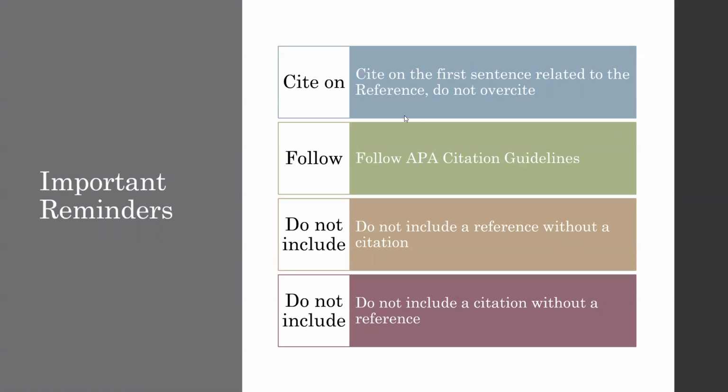Don't include a reference that doesn't have a citation. Orphan references, first of all, are inappropriate, and they go against the purpose. It's not a list of, hey, here's all the things that you should go read like I read. It's a list of, these are the things that support the points that I'm making inside of this paper. And obviously, don't include a citation that doesn't have a reference.